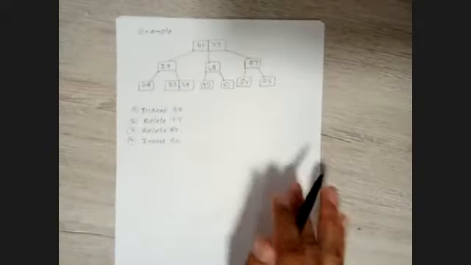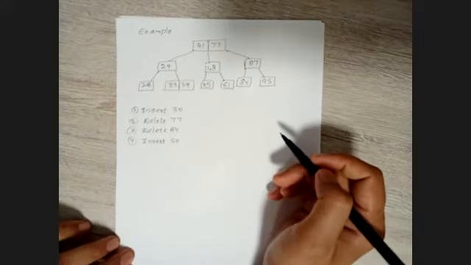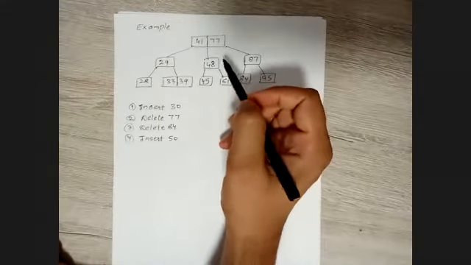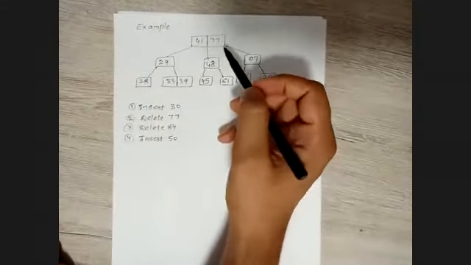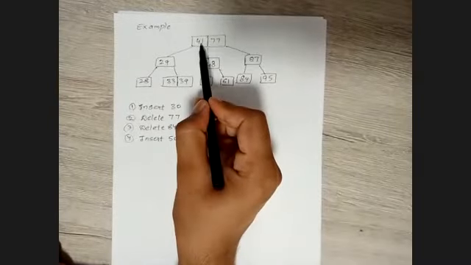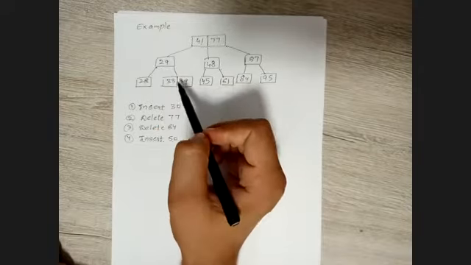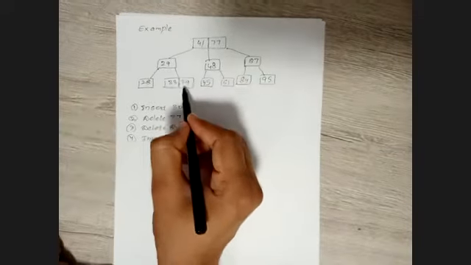Okay, now let's try to understand this example. We are given a B tree. The first operation says we need to insert 30. Now let's find out how we insert 30. So 30 is less than 41, so we'll go over here. Now 30 is greater than 29, so we go on this side, and now 30 will be here.